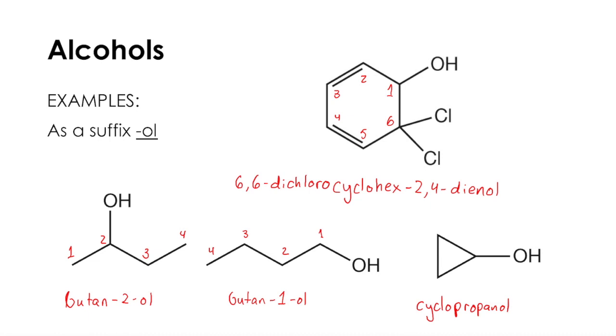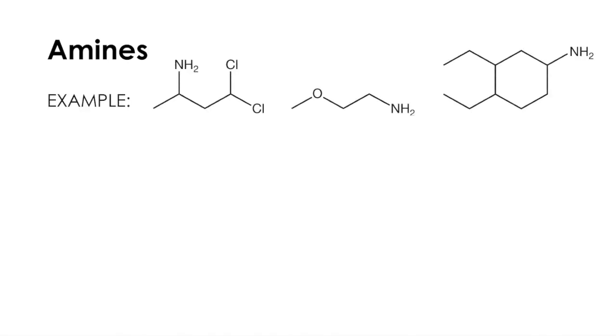And finally, if we ever have alcohols not being the highest priority group, because remember ketones are higher priority, then it becomes a prefix. And alcohols as a prefix are called hydroxy. Next, we're going to talk about amines, which are the lowest priority group. So I'm just going to go straight into some examples. So for the first example, amine is still the higher priority over normal substituents.